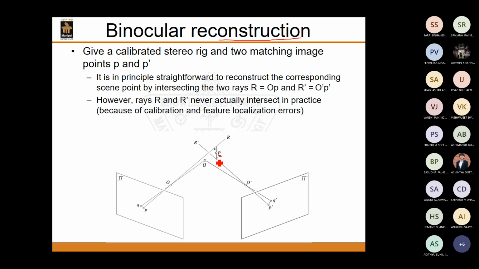What we are saying is that this may not be the exact 3D point, but because you have some errors, these two lines are not coinciding. In order to compensate for that, we assume the 3D point to be the midpoint of the shortest distance between these two lines. You will take this as the 3D point and continue with all the calculations. So this is one way to do the reconstruction when you have errors in the calculations.